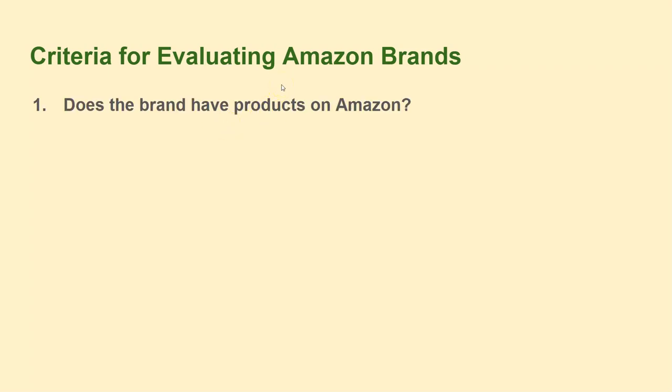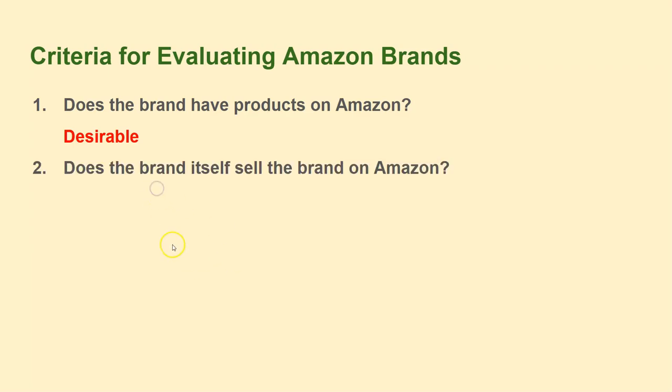Question number 1, does the brand have products on Amazon? Now, this is kind of obvious, but it is something you have to check for, and you need to make sure that on both the supplier and on Amazon, as a matter of fact, that they have actual products, a significant number of products. Otherwise, the probability of you finding a good product is very low. So this is going to be rated as a desirable thing if the brand has products on Amazon.